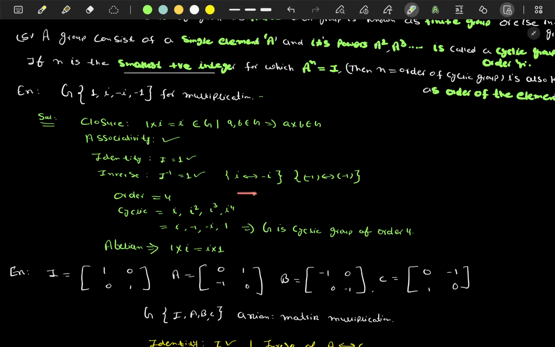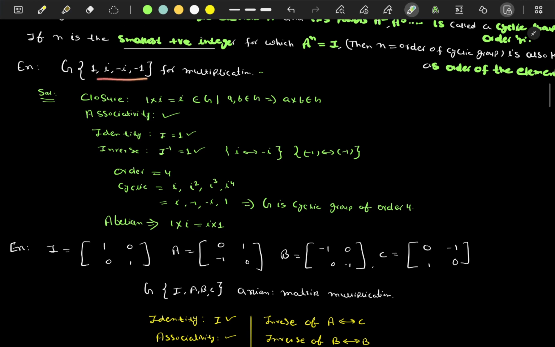Why is it? Because when you multiply iota cross minus iota, what is it giving? Plus 1. Okay, and when you multiply minus 1 and minus 1, it will again give you plus 1. So the inverse is 1. Order, number of elements of the group, order is 4. Is it cyclic? Yes, because you can write iota square is minus 1, iota cube is minus iota, iota 4 is plus 1. So G is a cyclic group of order 4.